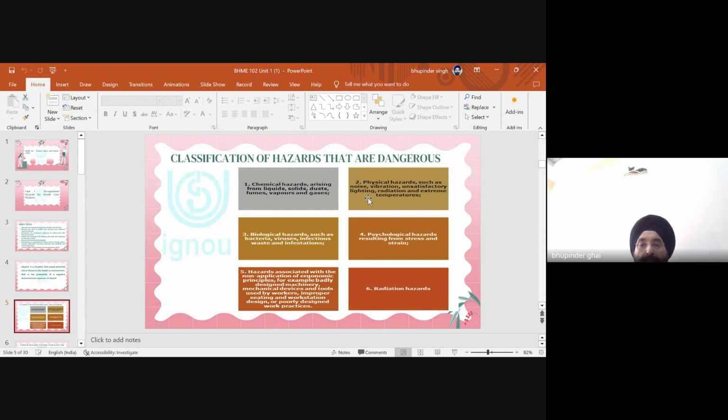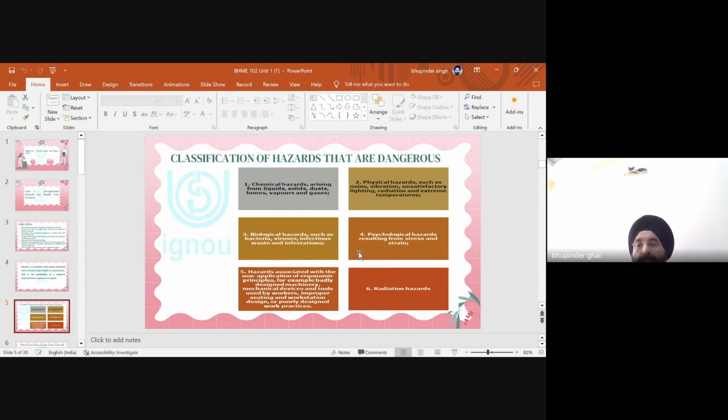Biological hazards such as bacteria, viruses, infection, water, and infestation. So there are two terms, infection and infestation. Infection is by bacteria or virus. Infestation is by worms like roundworms, pinworms, tapeworms. These are infestations. So there are two terms which are similar in pronunciation but having different spelling and different meaning.